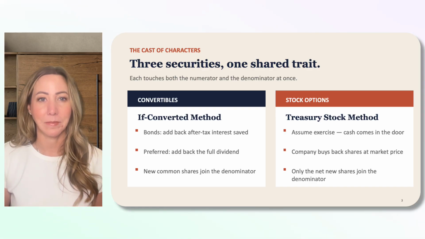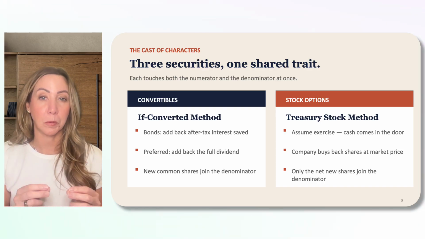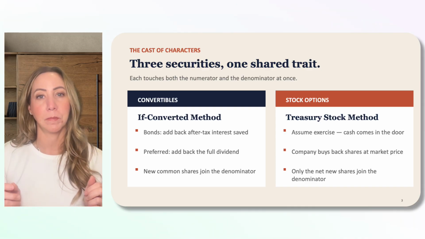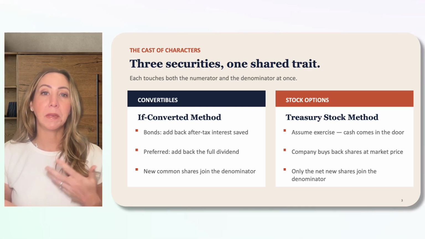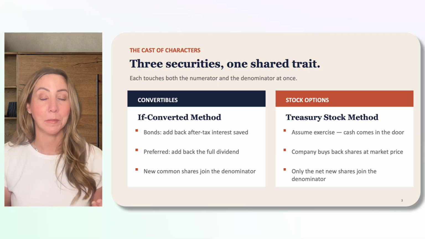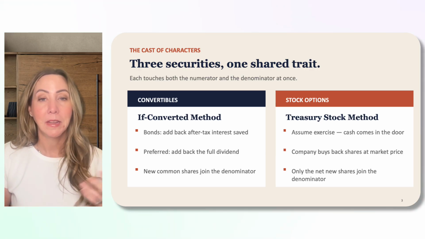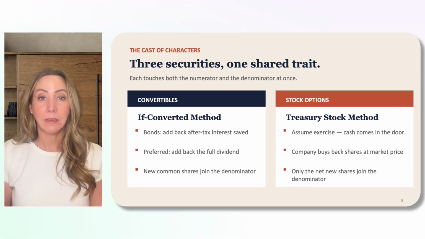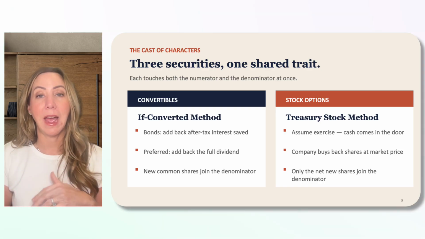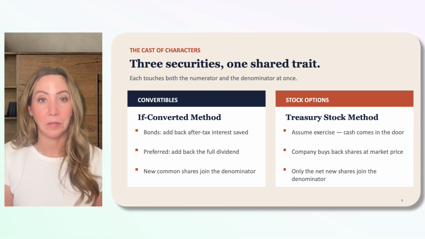That's the key insight. For convertible bonds and convertible preferred stock, we use the if converted method. Pretend the conversion happened on January 1st. Converting bonds means the interest expense in the numerator disappears, which raises net income. And converting preferred stock means the preferred dividends that we normally subtract come back. In both cases, add the new common shares to the denominator as well.